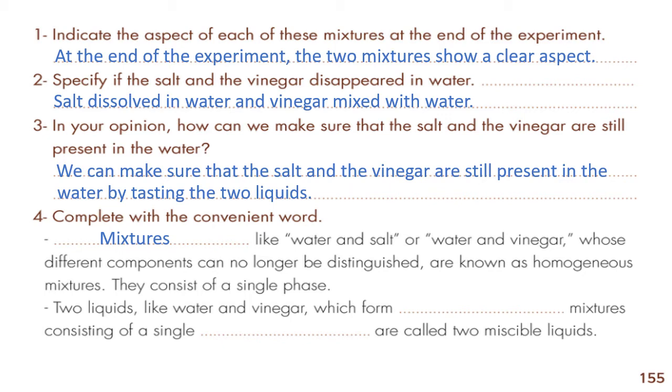If you remember, at the end of the experiment, we saw two clear liquids with one phase only. So single means only one phase. This mixture is called homogeneous. Two liquids like water and vinegar, which form homogeneous mixtures consisting of a single phase, are called two miscible liquids. Miscible means that they can mix together. When any liquids mix together, we call them miscible liquids. This means that they will form a homogeneous mixture with one phase only.